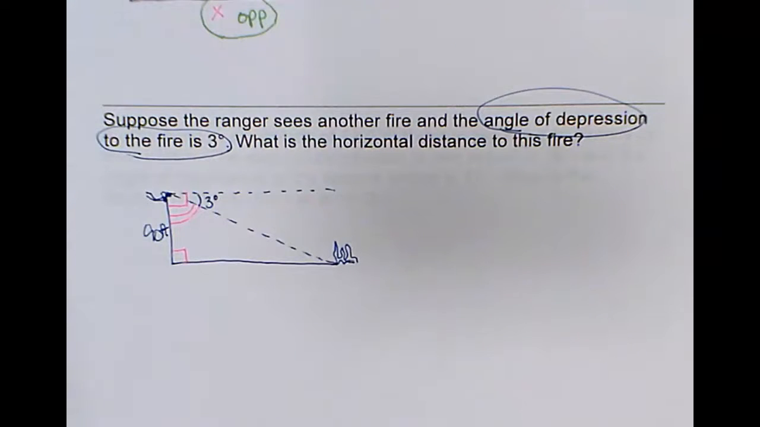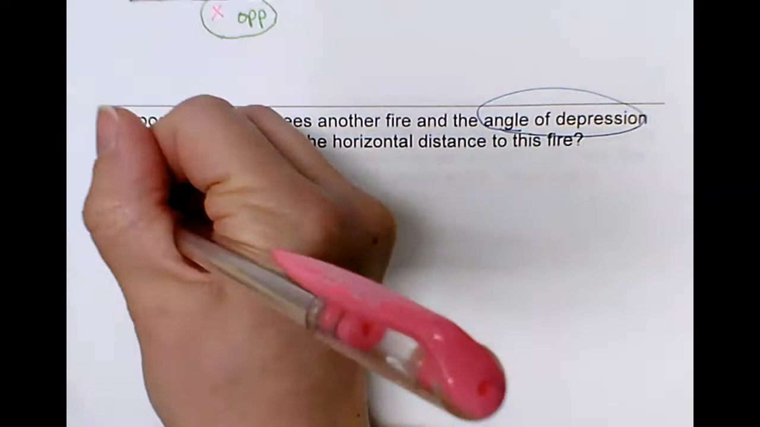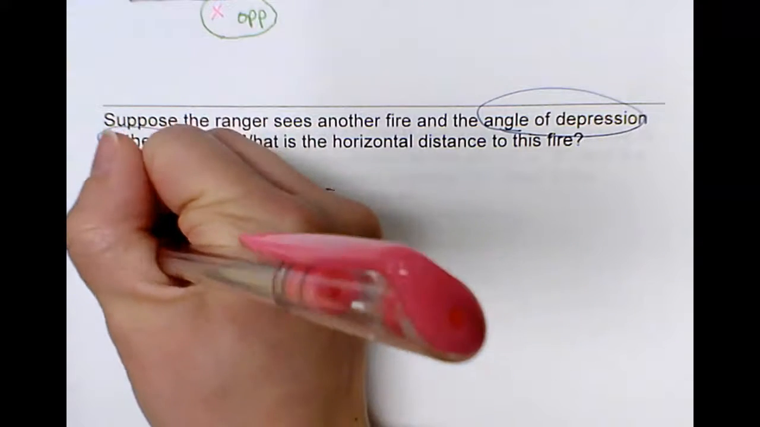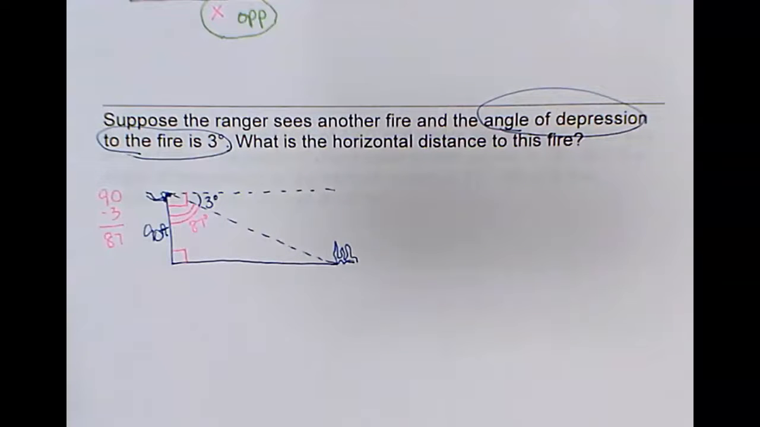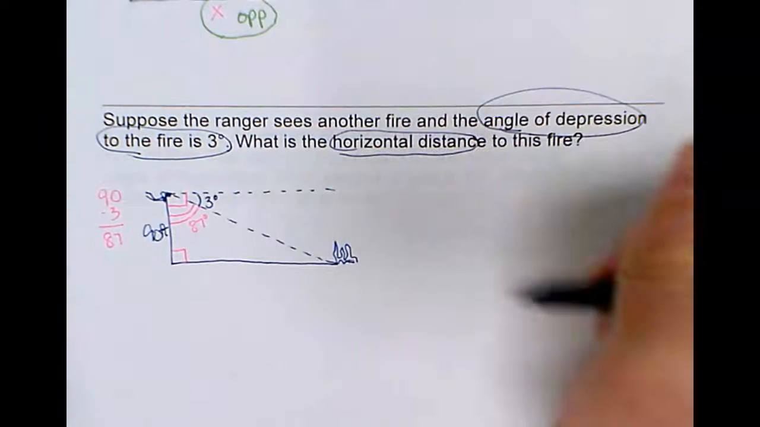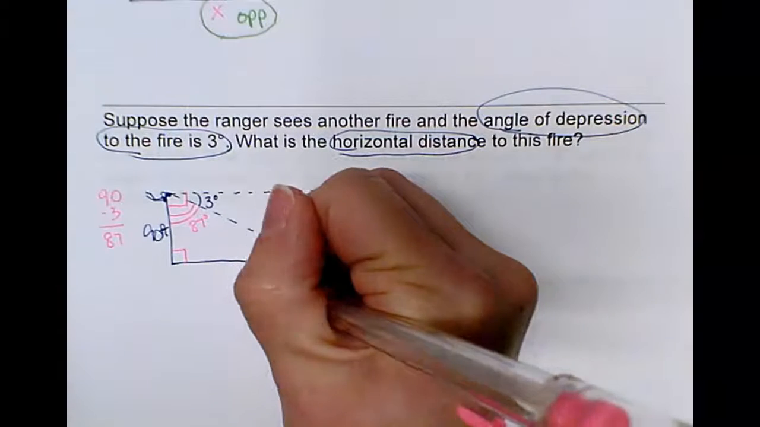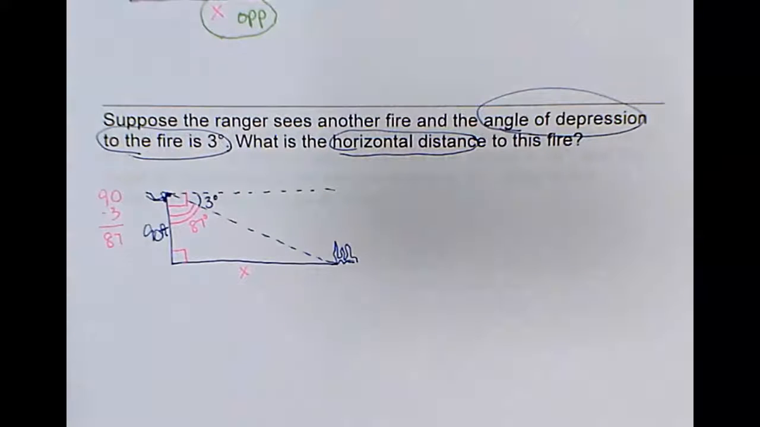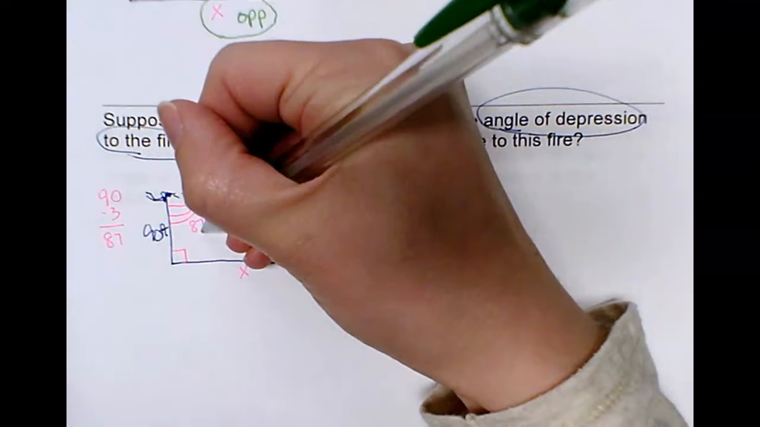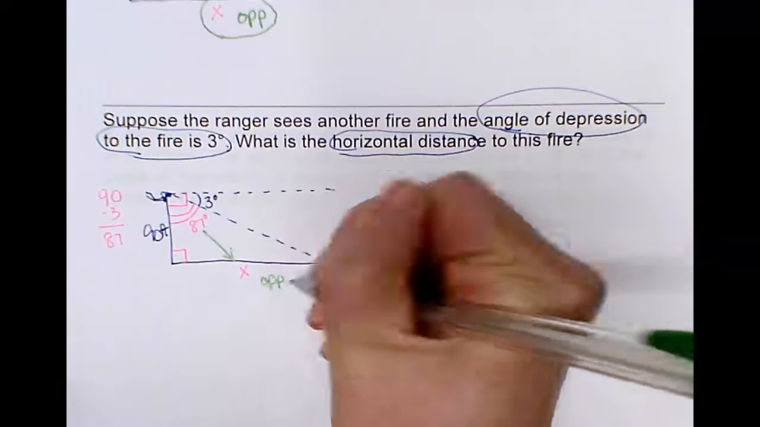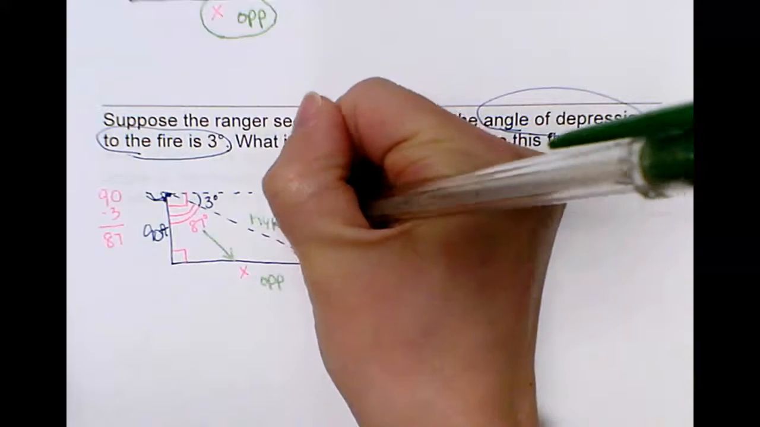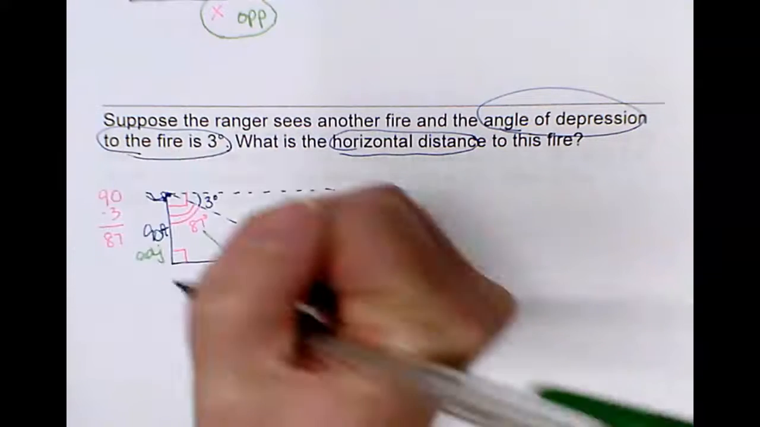How many degrees is that angle measure? Well, 90 minus 3 is 87. So this is an 87-degree angle. And I'm still asked to find the horizontal distance to the fire. So I'm still finding the same section of my right triangle. So I'm going to label like I did before. My reference angle is 87 degrees. All the way across from it is my opposite side. This is my hypotenuse. This is my adjacent side.